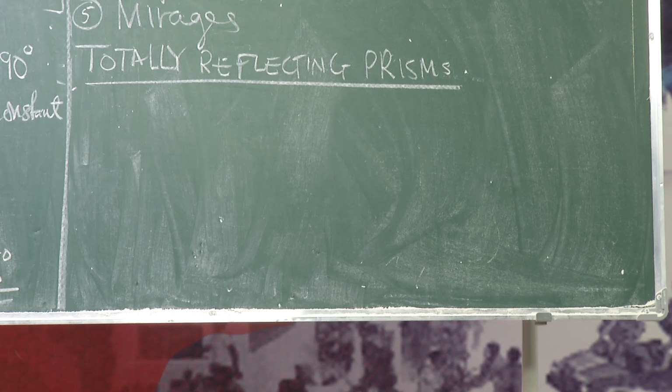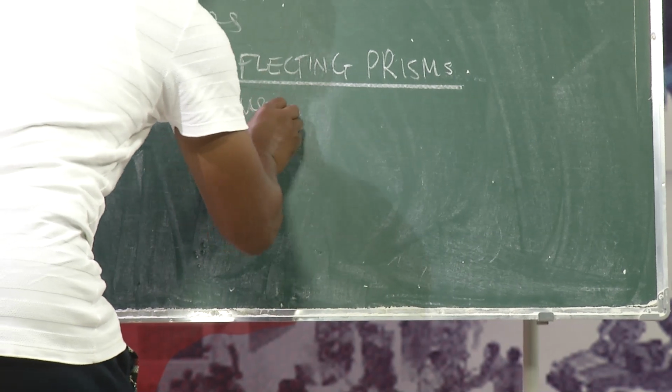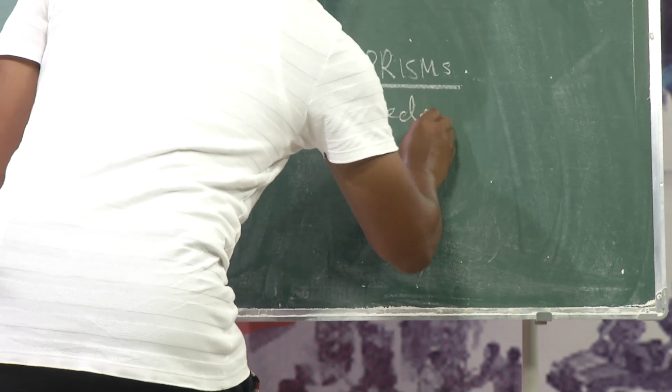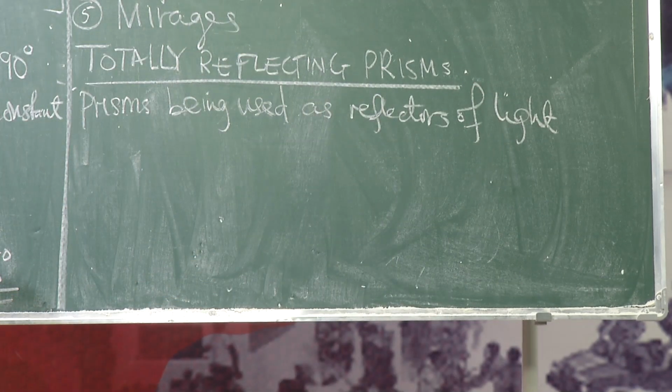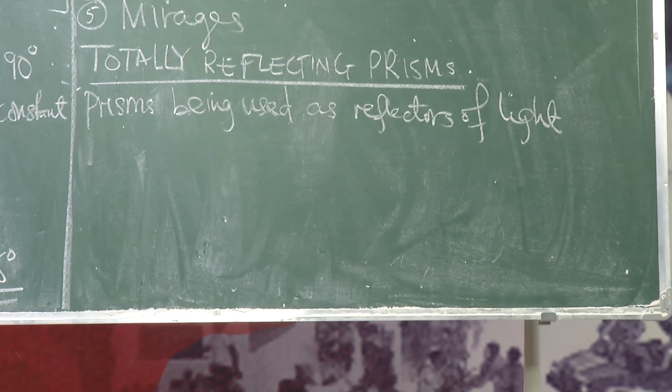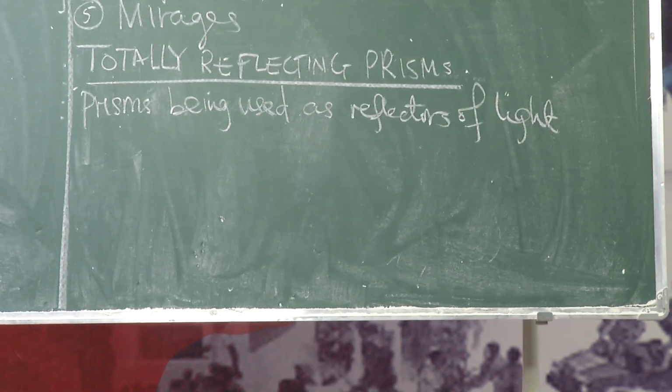When we talk about totally reflecting prisms as an application of total internal reflection, it implies that total internal reflection prisms are used as reflectors of light. Here we look at prisms being used as reflectors of light. And one would wonder how a prism can reflect light, but I will illustrate that.